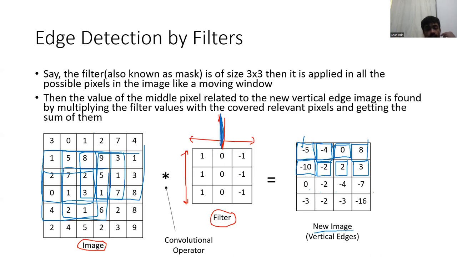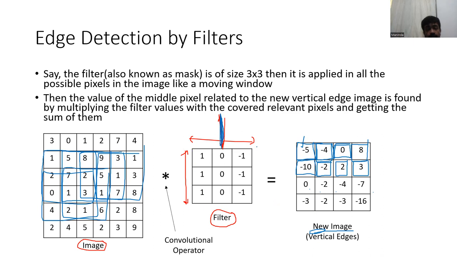By applying this filter for all the locations of the image, we are trying to find the regions that have higher values in the left 3 pixels and lesser or darker values in the right 3 pixels, and we ignore what is in the middle. If there are brighter pixels on one side and darker pixels on the other, then we get a higher value as the middle pixel in the target, the new image, right? The vertical edges image.